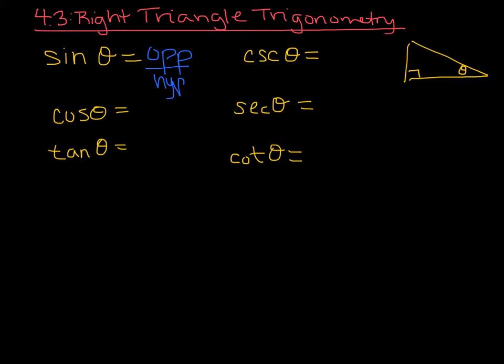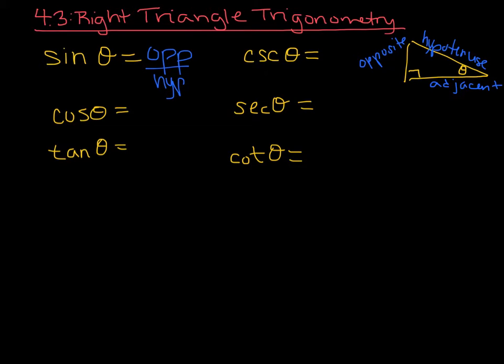And looking at the triangle on the side, you can see the angle theta. The hypotenuse is the longest side. That's always going to be the case with the right triangle. The opposite and the adjacent are going to depend on where the theta is. So in this one, the adjacent is the closest side to that theta. The opposite is the one that's opposite it.